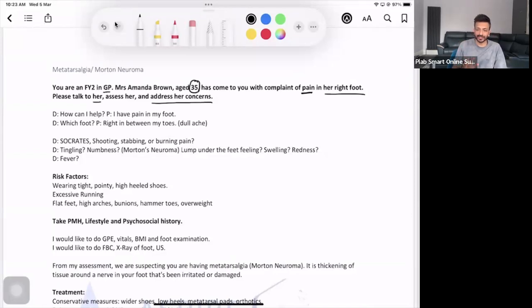So what we have to do when you start the station: how can I help you? I've got pain in my feet. Fine. So what do you do when pain is there? Don't go with which foot straight away. What you do is Socrates straight away. Elaborate this pain, right?